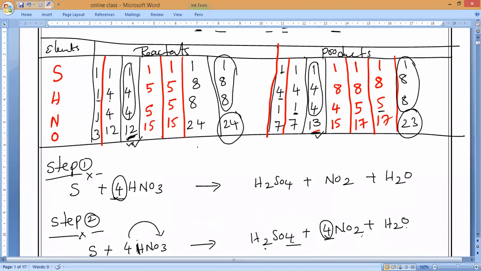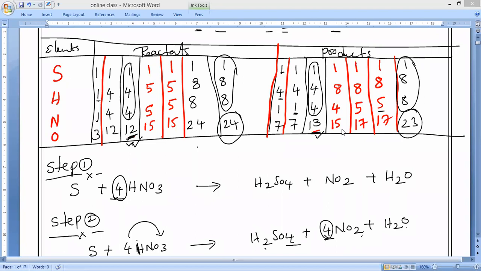Do you understand, everyone? Now the remaining three elements are balanced: sulfur, hydrogen, nitrogen. Only oxygen is imbalanced, 12 on this side and 13 on that side. So I cannot balance it anyhow, because I cannot multiply this side 12 and that side 13, because oxygen does not exist freely.